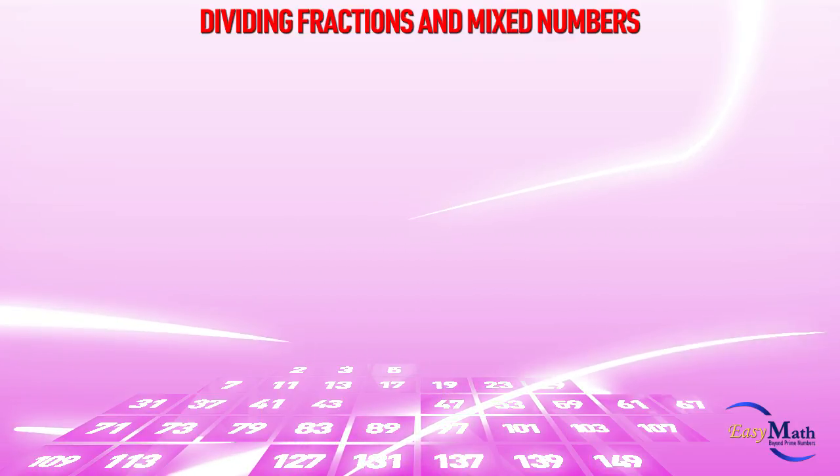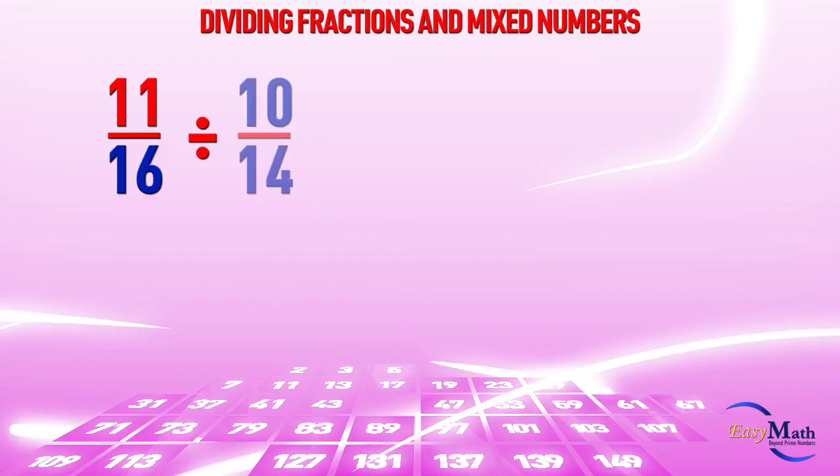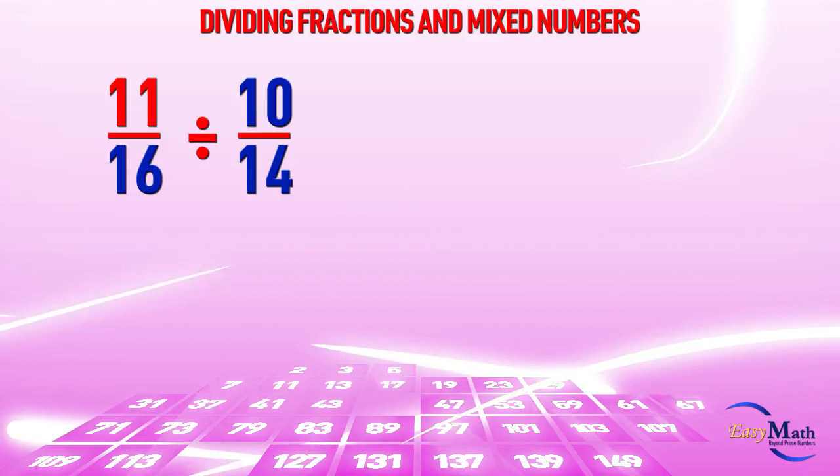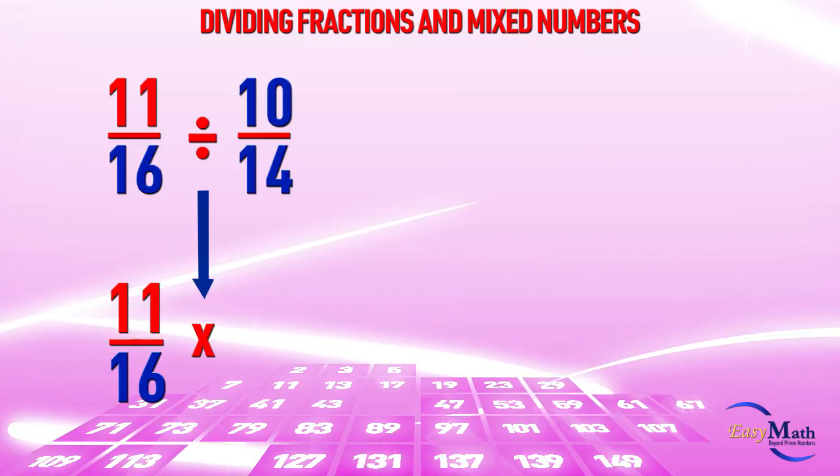Let's say we have a fraction like 11 over 16, and we want to divide it by a number like 10 over 14. Well, again, we need to remember to change this division symbol. So what we're going to do is rewrite this first fraction here. We keep it as is. We're going to change that division symbol to a multiplication symbol. Since we changed that division symbol to a multiplication symbol, we now must take the inverse of 10 over 14 and rewrite it over here, which is 14 over 10.